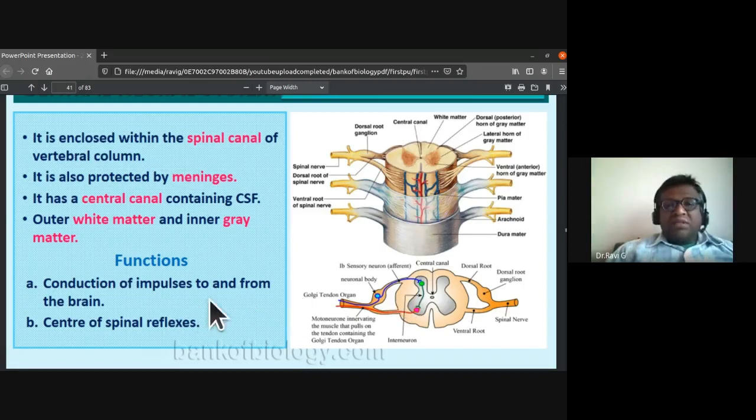The function of the spinal cord is that it conducts impulses to the brain and from the brain. So it conducts these impulses. It is also the center of spinal reflexes.